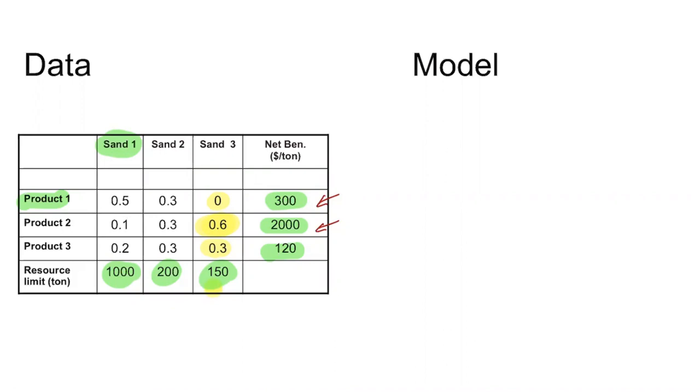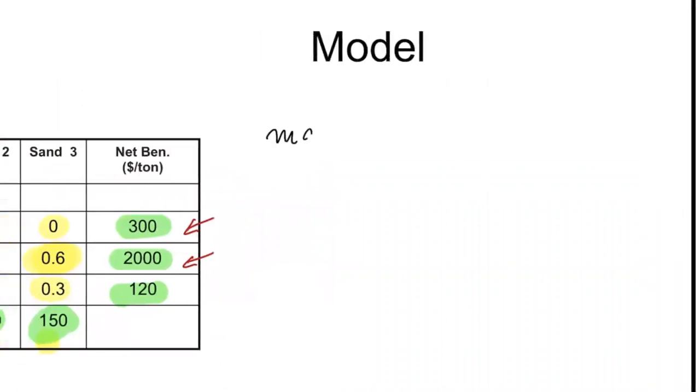So let's start defining our problem. For the decisions here, I will call them X1. X1 will be the production of product number 1, and X2 and X3 will be my other decision variables. So my optimization problem will be a maximization, the max of the benefit that I can get.